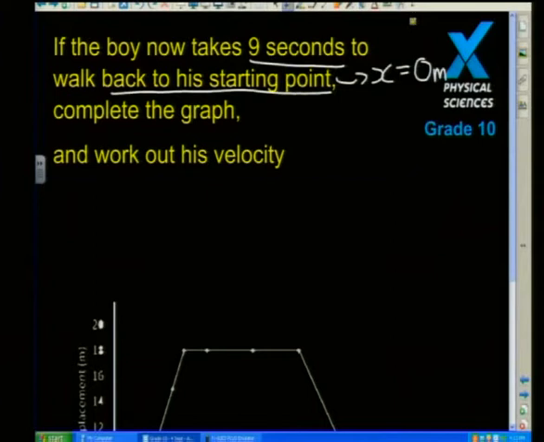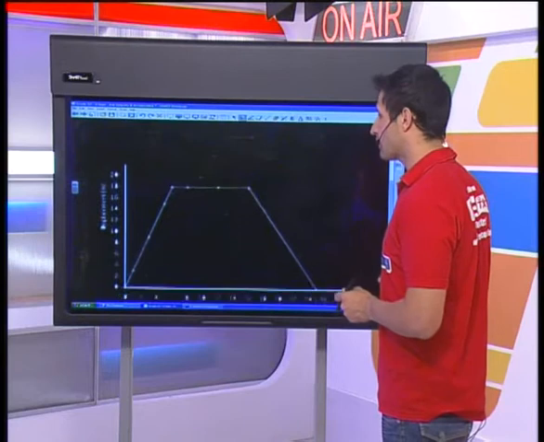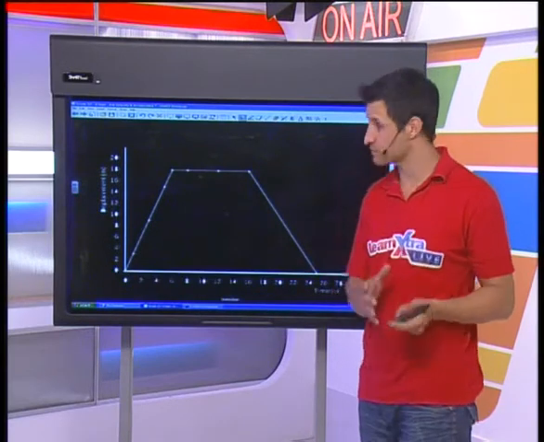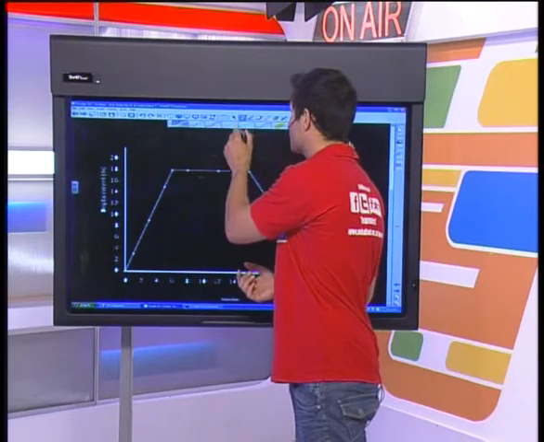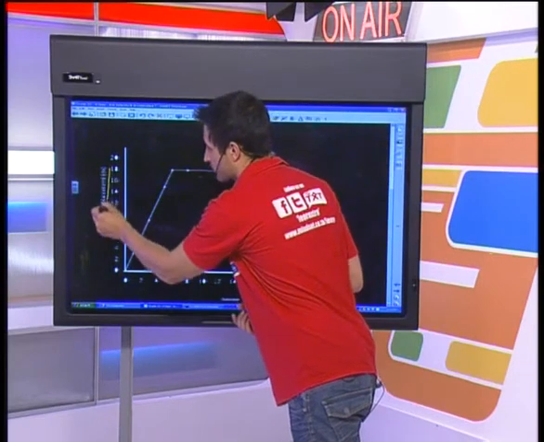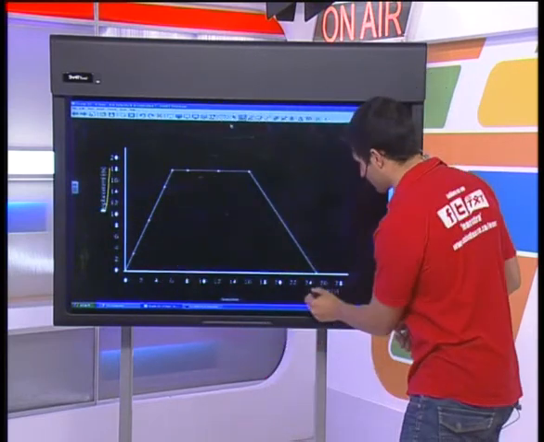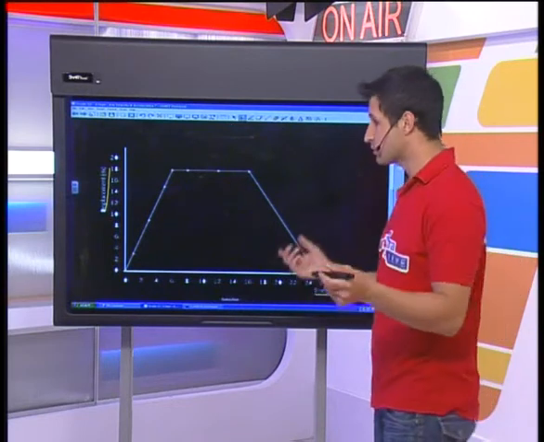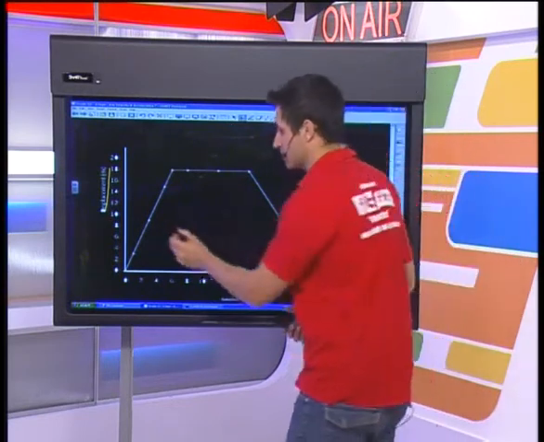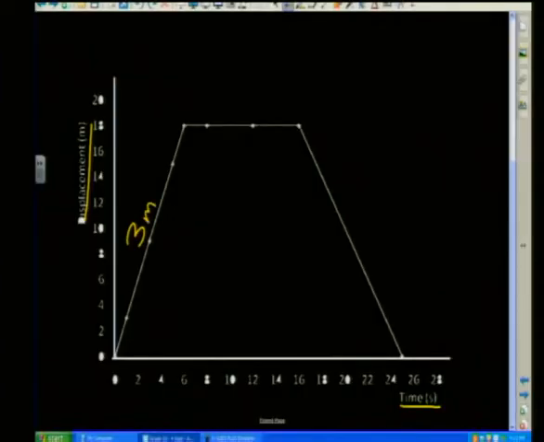And then to work out his velocity, we're going to take a slightly different approach. We're going to adapt our graph and try to find out what this boy's velocity is when we look at the graph. So we've got our original graph, exactly the same as it was before. We've got displacement on the y-axis and time on the x-axis. We had our 3 meters per second all the way up there. So that meant that for every second that went by, I increased my displacement by 3 meters.